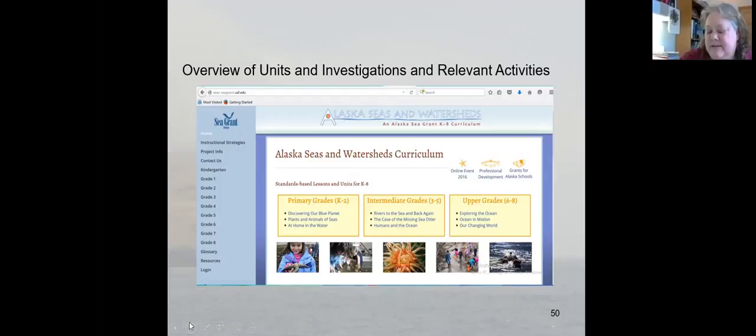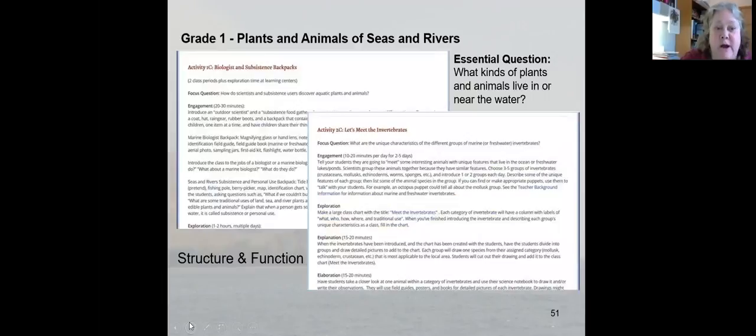Remembering, too, that the Seas and Watersheds curriculum is divided up into grade bands, as you can see on the slide with K-2, 3-5, and 6-8, to encourage teachers to explore some in the different levels and not just go to their grade level to look for activities, because there's a lot of ones that can be used at many different levels. So we can go on to the next slide. We'll start with grade 1, plants and animals of seas and rivers. In this particular grade, I picked a couple activities that I think would be great for grade 1 teachers, as well as some of the other elementary age teachers.